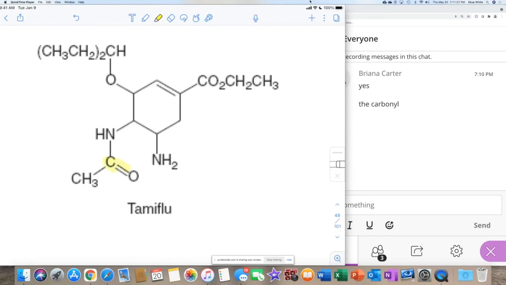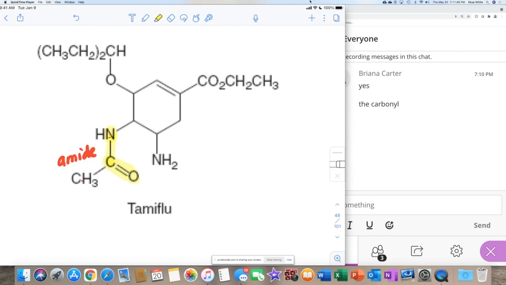So you mentioned carbonyl, right? But the carbonyl has a nitrogen, right? So this is going to be called amide. If it had a carbon on either side, it would be called ketone, right? So we're looking at this combo here, and we're calling that amide.